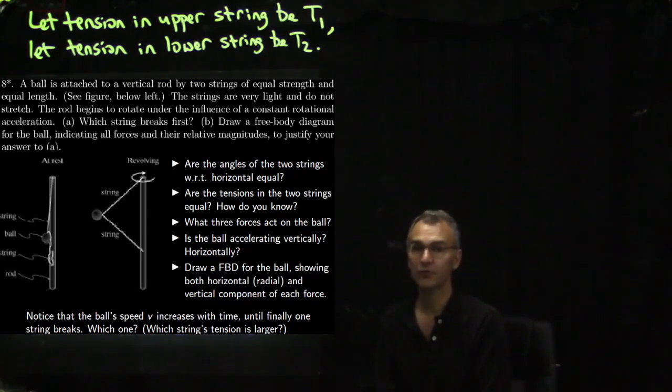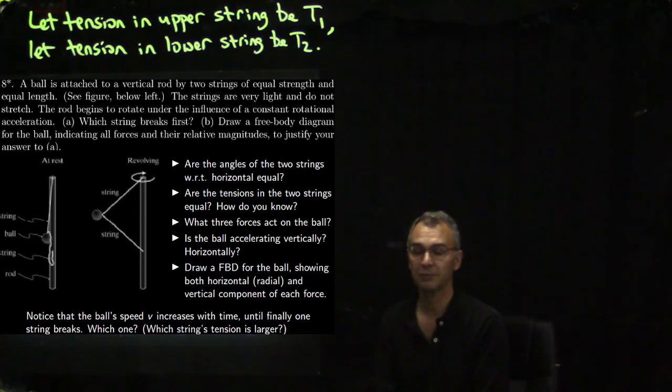The strings are very light and do not stretch. We don't have to worry about the inertias of the strings themselves. And the length of the string when taut is the same as the length of the string when slack. So strings do not stretch. The rod begins to rotate under the influence of a constant rotational acceleration. So it seems like omega starts at 0 and gets bigger and bigger at some constant rate. Which string breaks first?